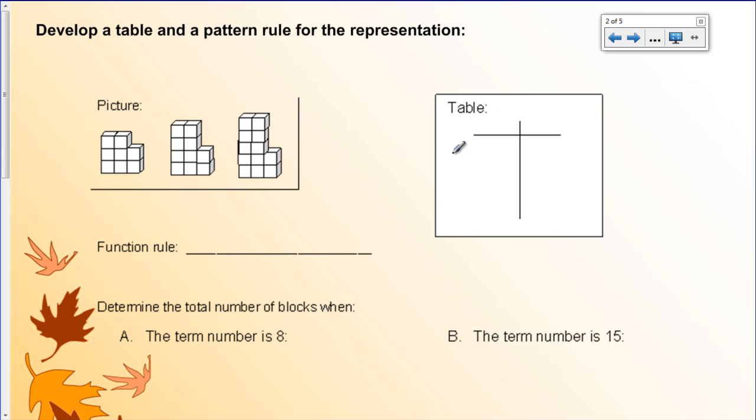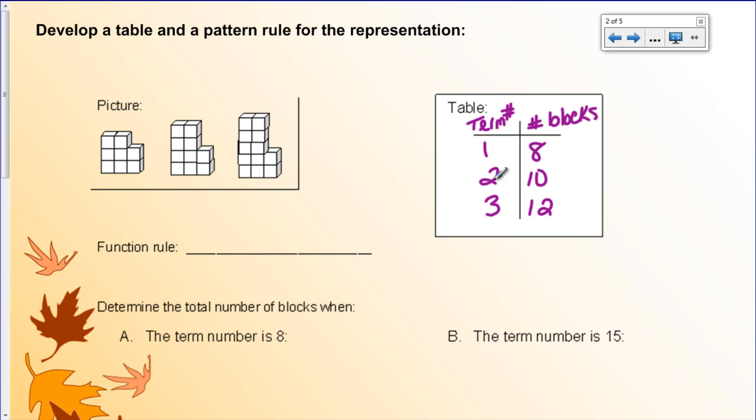So for our table, on the left hand side we're going to put what we call the term number. It's what number figure are we on, and then on the right hand side we're going to put the number of blocks. And so lots of counting is getting ready to happen. So the first figure has 1, 2, 3, 4, 5, 6, 7, 8 blocks. The second figure, I'm going to let you count this time, has 10 blocks. And the third figure has 12 blocks.